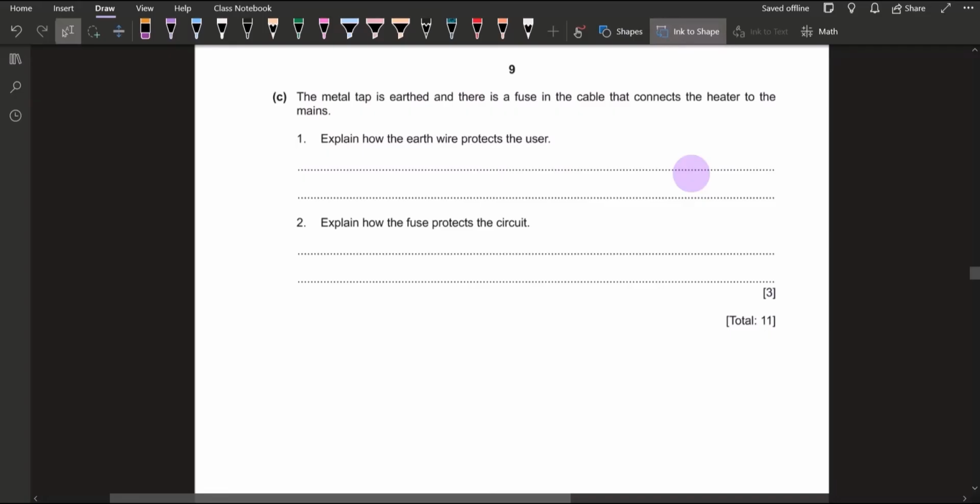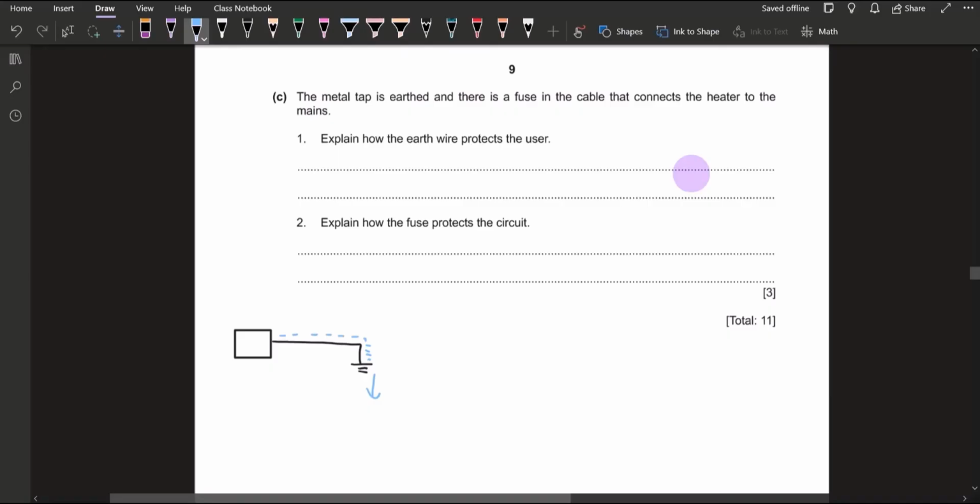We can draw here an example. This is a fuse and this is a wire which has been earthed. So for example, if the current flow in the fuse is too much, what will happen is the fuse will direct that current towards this earth and it will be grounded. So what this does is it actually diverts the direction of the current and it protects the user from getting shocked. So we can write that explanation here.